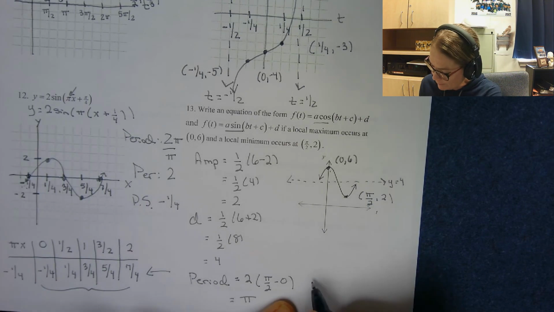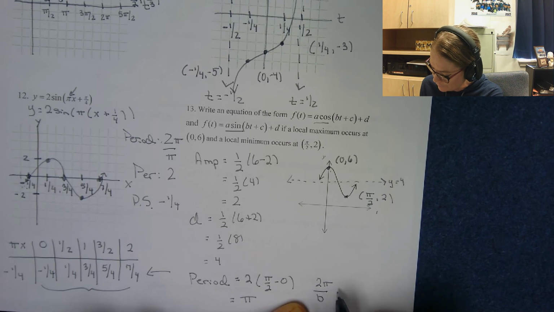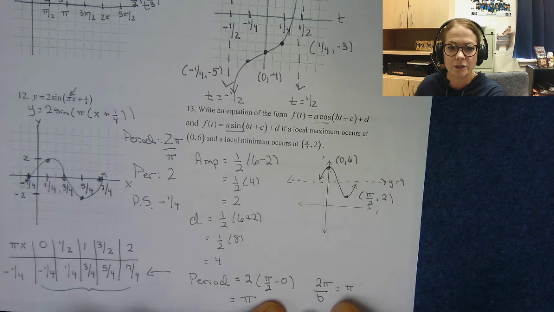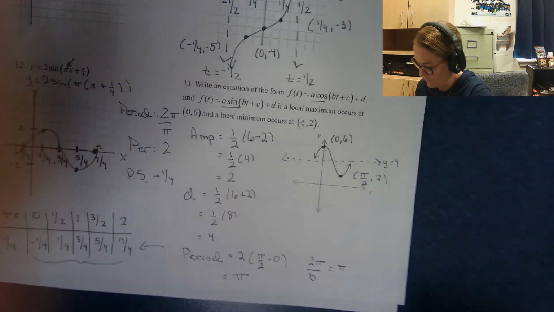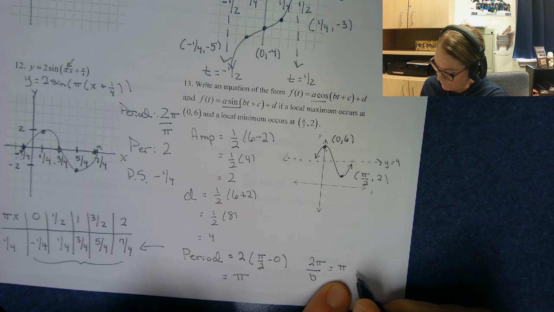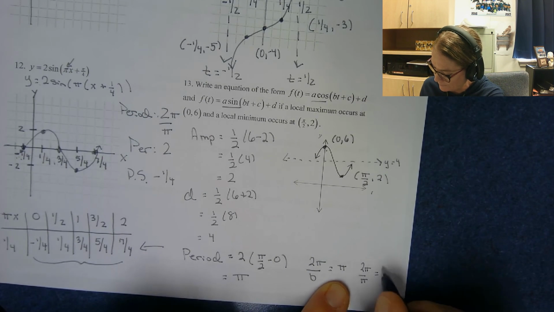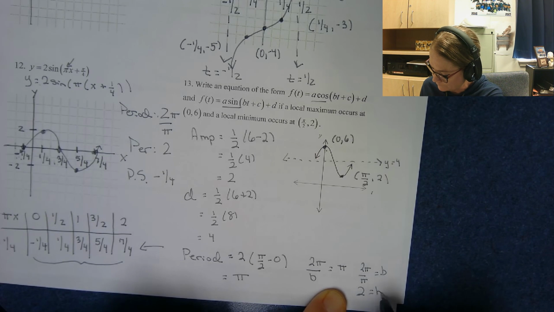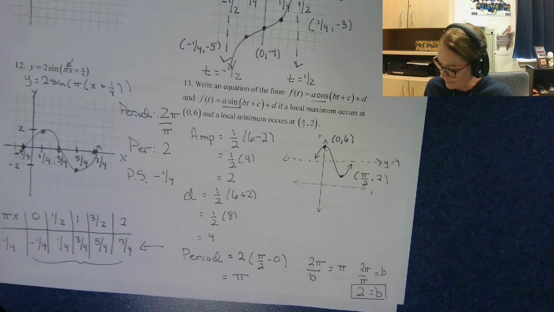So from that period of pi, I need to get my b value. So my b value is going to be 2 pi divided by the b value had to equal pi. And we do a switch on that right here. And we get 2 pi over pi is equal to b. So the b value is 2. Okay, I think we got all that we need here besides maybe some phase shift.